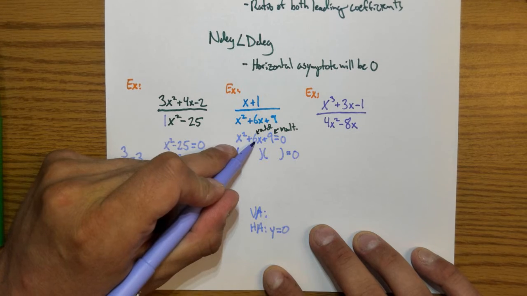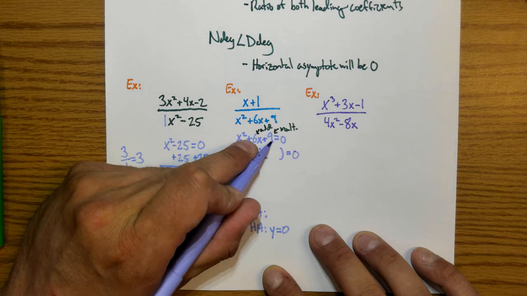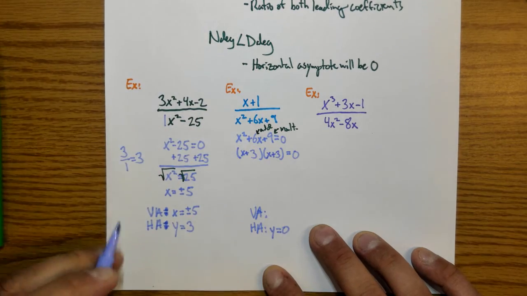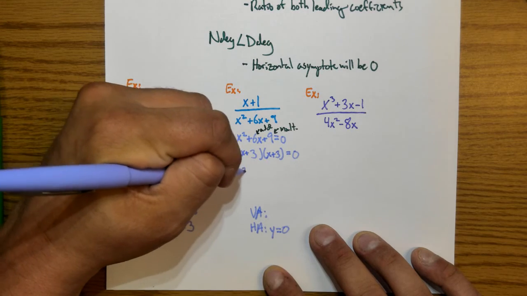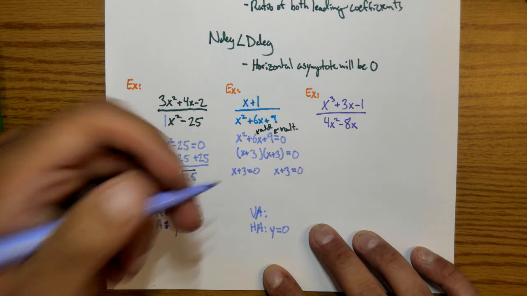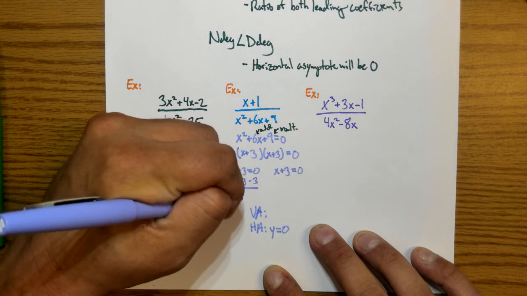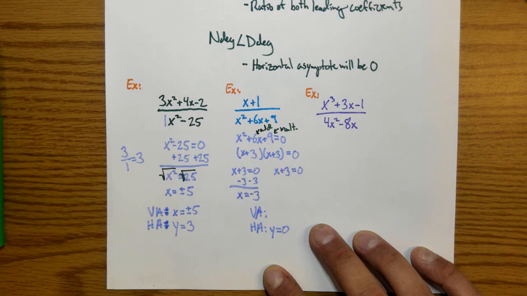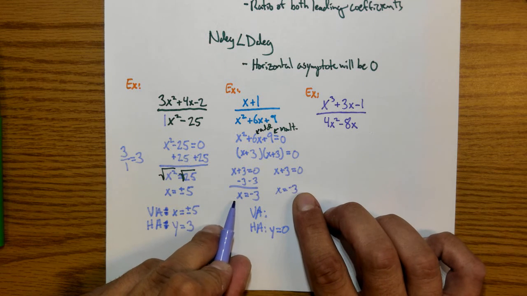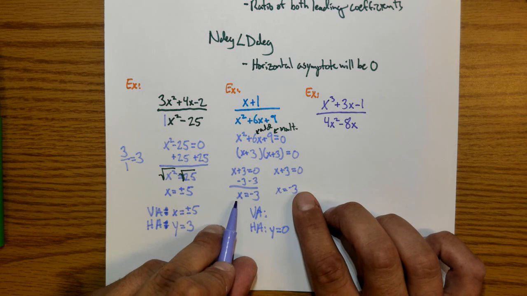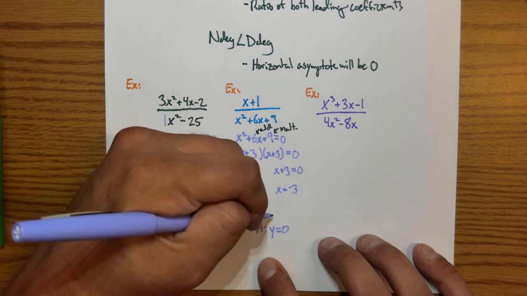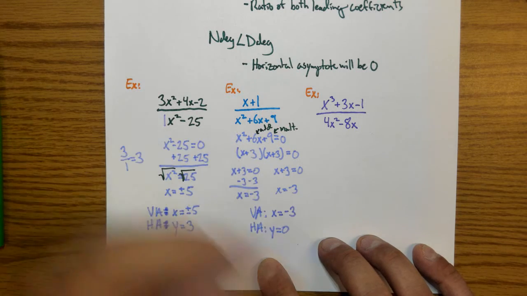So the two numbers we're thinking of are 3 and 3. 3 plus 3 is 6. 3 times 3 is 9. So x plus 3, x plus 3, and set each one equal to 0 and solve for each x. But in this case, you see they're the exact same, so that's okay, that you get the exact same. X equals -3 over here. So that just means we have one asymptote right there at -3. So the vertical asymptote here is x equals -3.